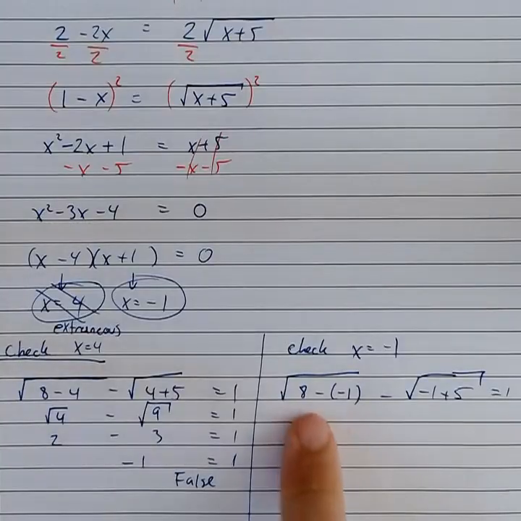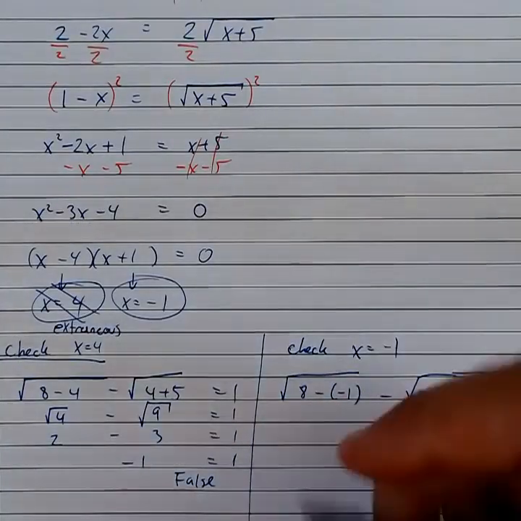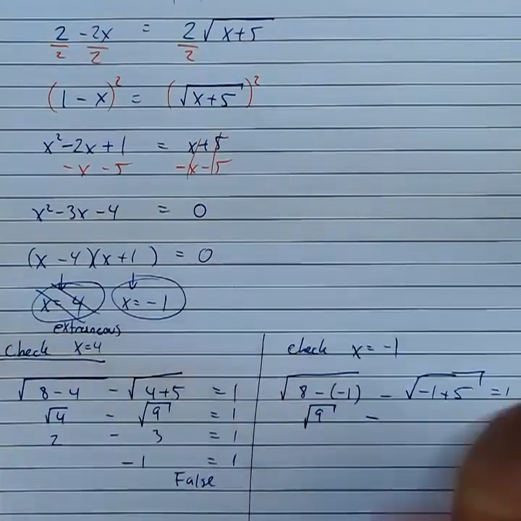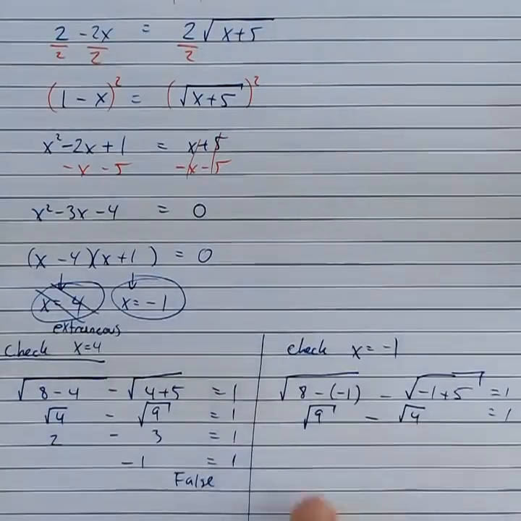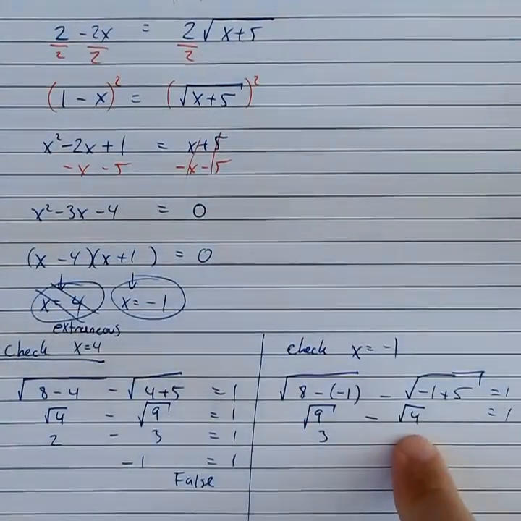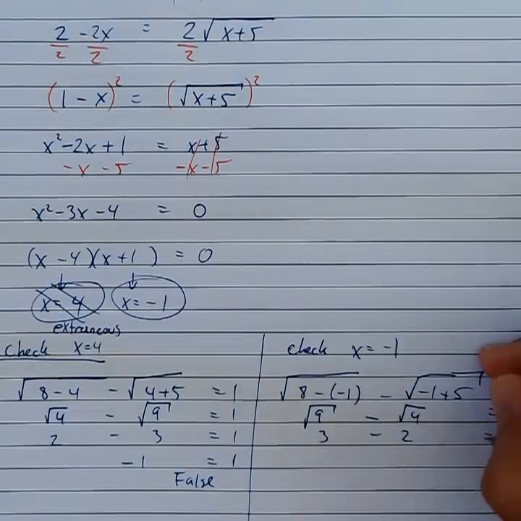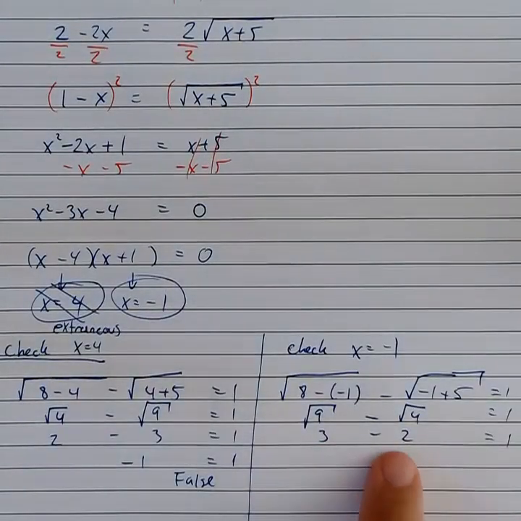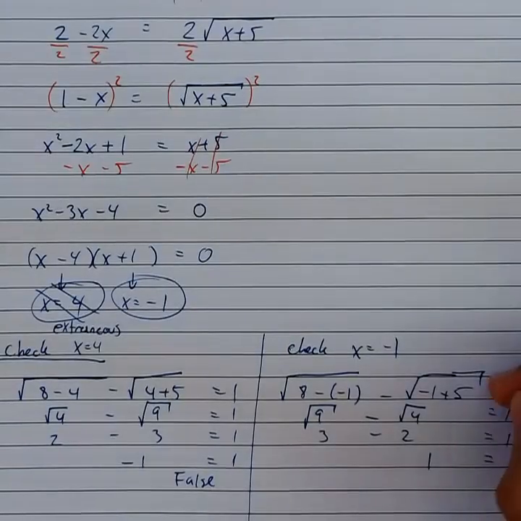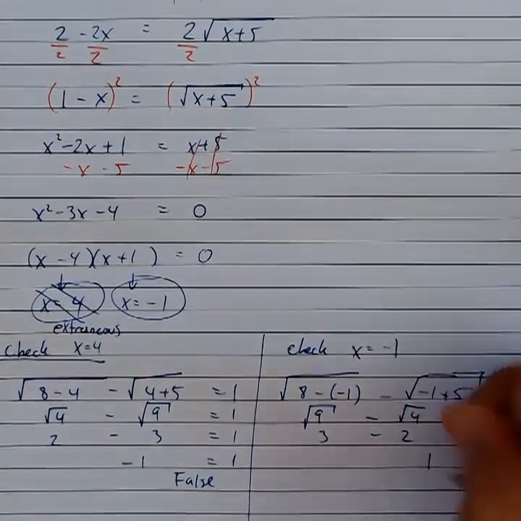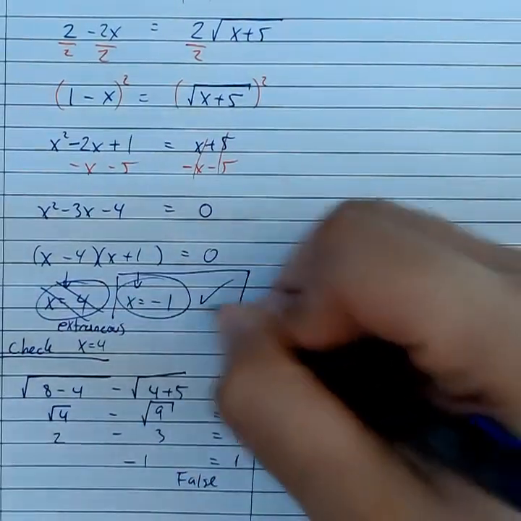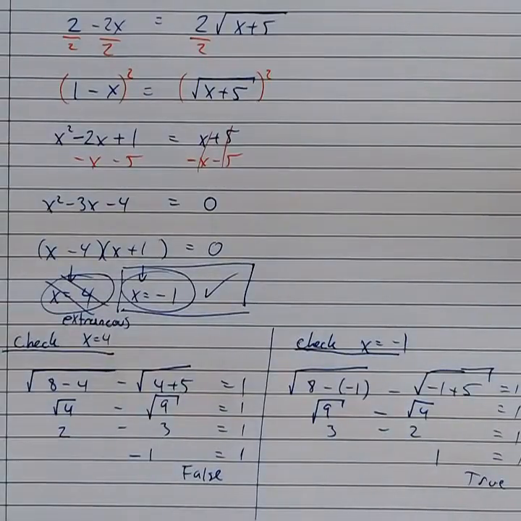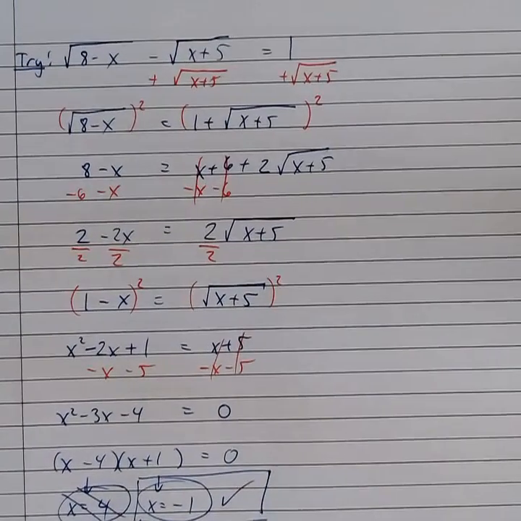Well, let's see here. Double negative makes that a plus. So 8 plus 1 is 9. 5 minus 1 is 4. Square root of 9 is 3. Square root of 4 is 2. And now 3 minus 2, that's going to be 1. Oh, okay, that one actually does work. That is a true statement. So here x equals negative 1 is valid, and so it is our only valid solution. x equals negative 1 is our solution to our original equation.